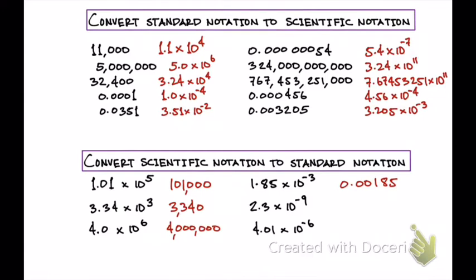The next number here is 2.3 times 10 raised to the negative 9 power. So you're going to move that decimal point 9 places to the left. So that would be 0 decimal point and then 7 zeros, 2, 3. Okay, my mistake. That's actually 8 zeros and then 2, 3.